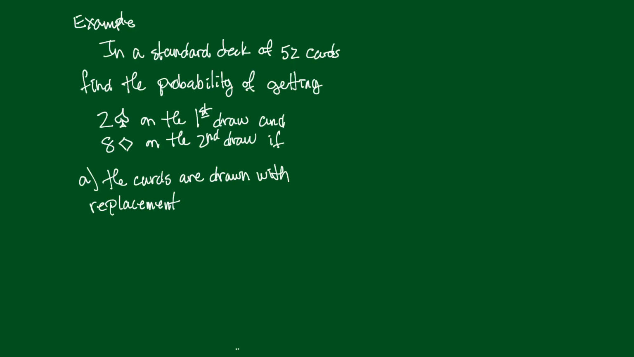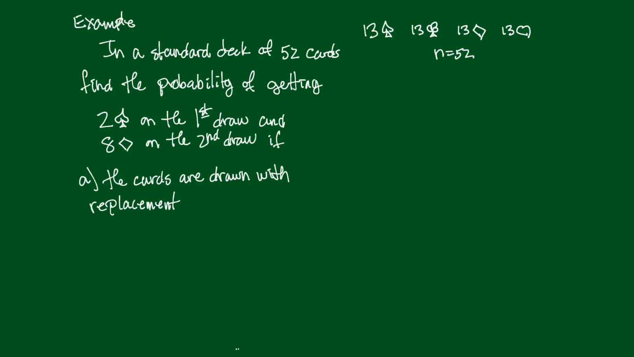Here's another example. Suppose you take a standard deck of 52 cards, and what we want to do is find the probability of getting a 2 of spades on the first draw and an 8 of spades on the second draw. Now, here's what we have. There are 13 spades in the standard deck, 13 clubs, 13 diamonds, and 13 hearts. 52 cards altogether. 13 of each suit.